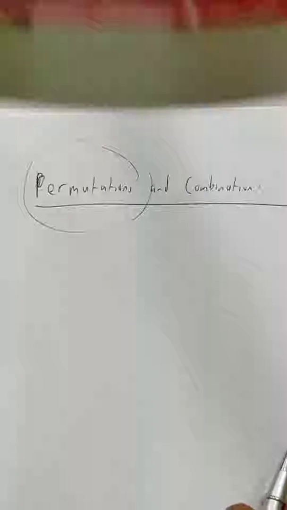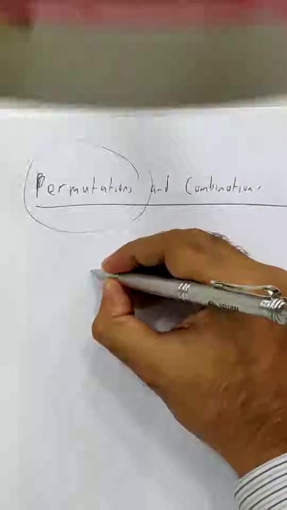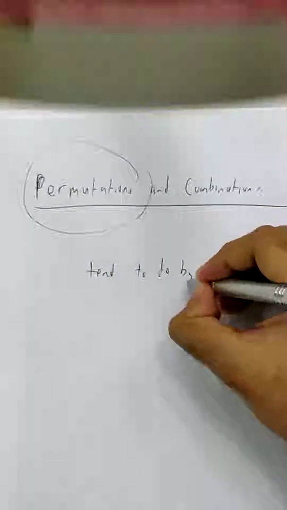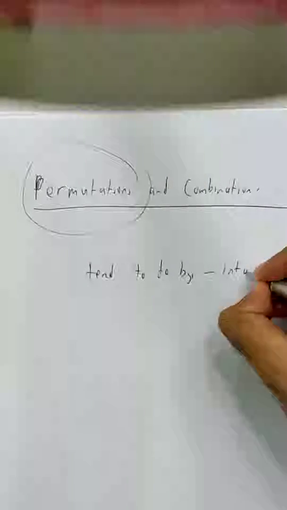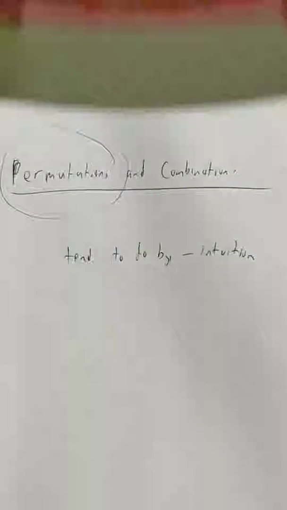Okay, there are a lot of ways to do permutations. The only thing is, if you do too many ways, you get mixed up. The moment you get mixed up, you get confused, and then you'll be more haywire. Okay, the best advice I can give you for permutation, combination, and also probability is this. We tend to do it by intuition. It's where your instinct starts to kick in and you try to do it.